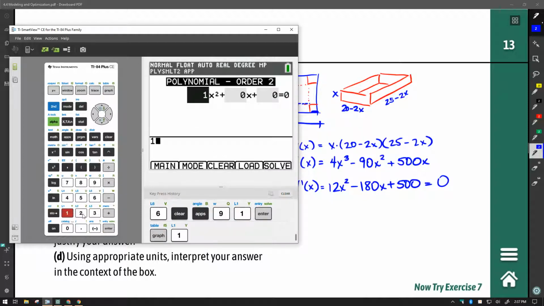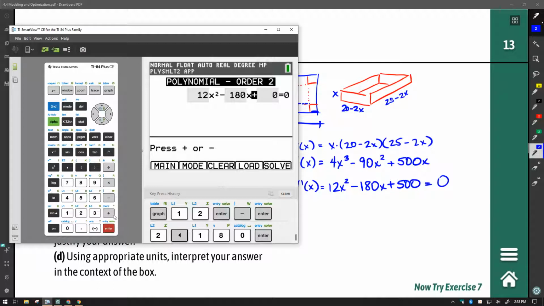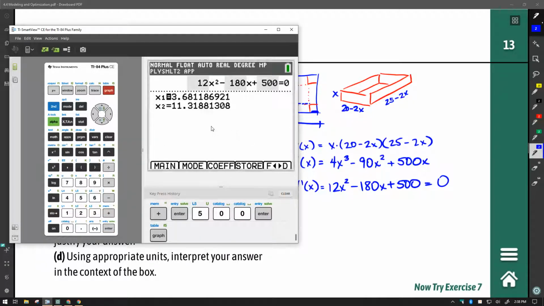So the first coefficient is 12. We'll hit enter there. And then we want minus, we'll hit enter there. 180, hit enter there. And then plus, hit enter there, and 500, enter there. And let's hit solve, that would be F5. And there we have it. 3.6381 and 11.319.